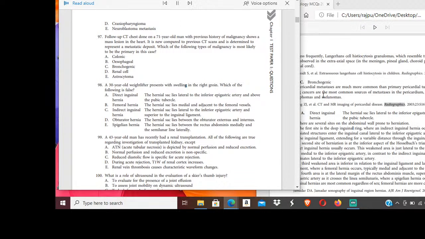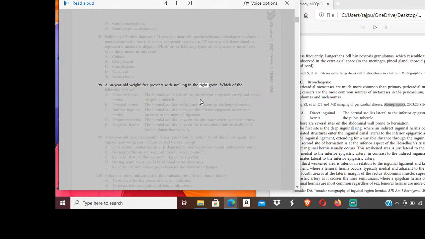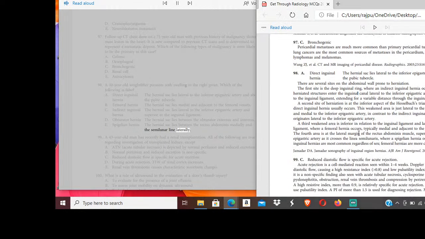98. A 30-year-old weightlifter presents with swelling in the right groin. Which of the following is false? A. Direct inguinal hernia. The hernial sac lies lateral to the inferior epigastric artery and above the pubic tubercle. B. Femoral hernia. The hernial sac lies medial and adjacent to the femoral vessels. C. Indirect inguinal hernia. The hernial sac lies lateral to the inferior epigastric artery and superior to the inguinal ligament. D. Obturator hernia. The hernial sac lies between the obturator externus and internus. E. Spigelian hernia. The hernial sac lies between the rectus abdominis medially and the semilunar line laterally.